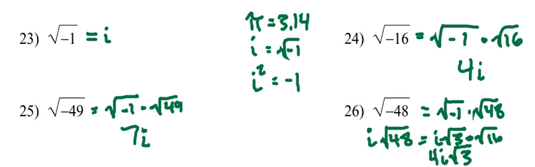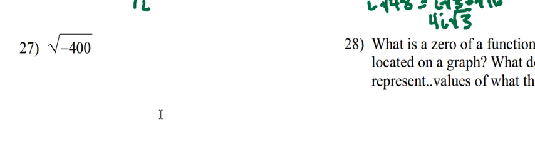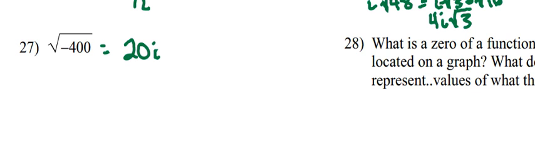And then the last one, we got number 27. The square root of 400 is 20. Since it's negative, it's 20i.